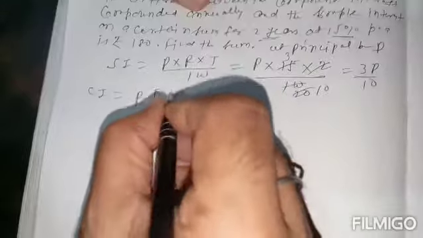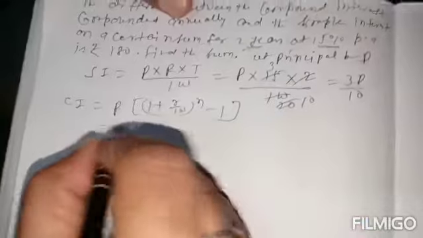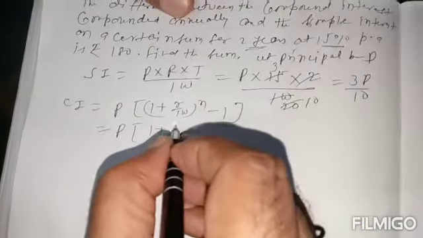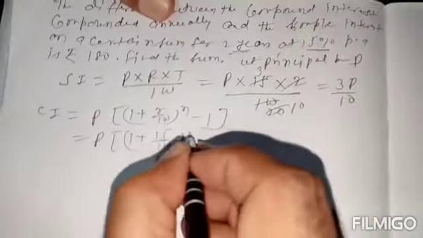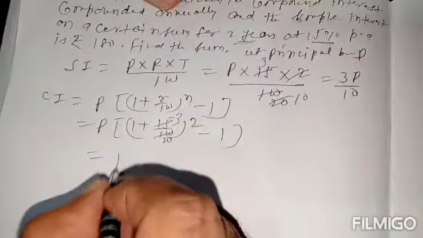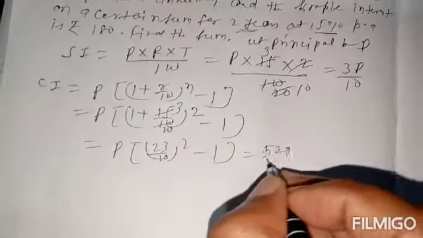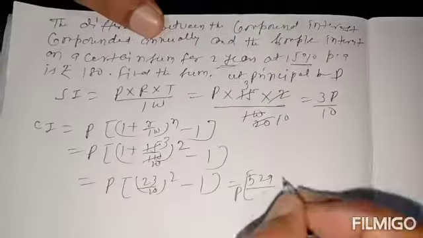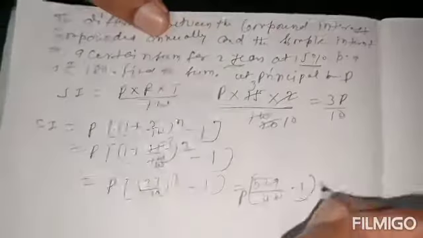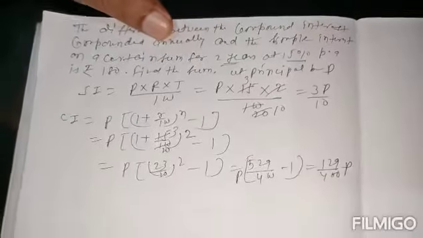CI is equal to, we have a direct formula, P times (1 plus R by 100) to the power time, minus 1. So P times ((1 plus 15 by 100) to the power 2 minus 1). 5 threes are 15, 5 twenties are 100. So P times ((23/20)^2 minus 1), which is 529 by 400 minus 1, meaning 129 by 400 P.